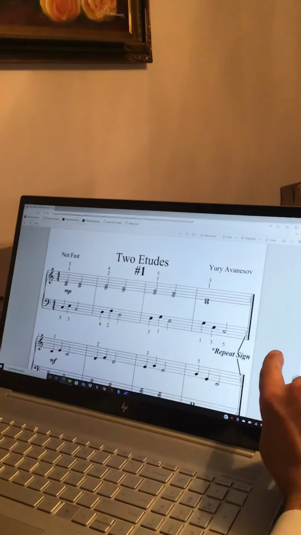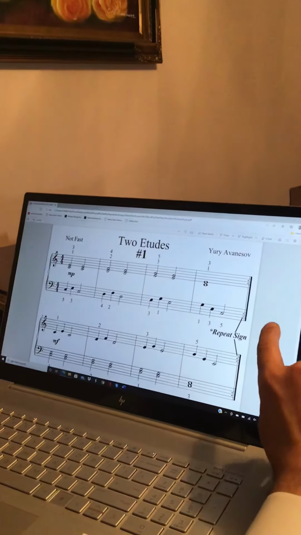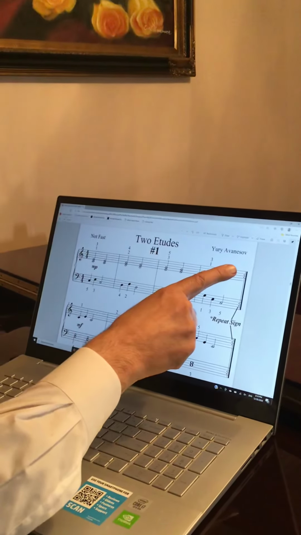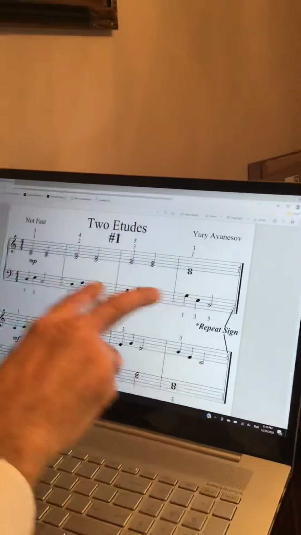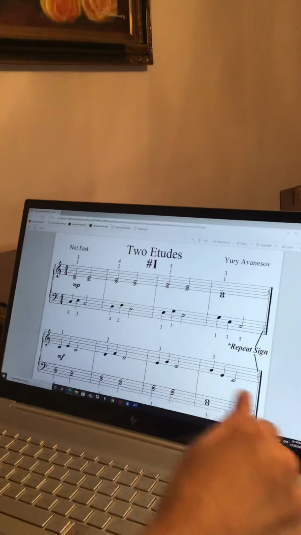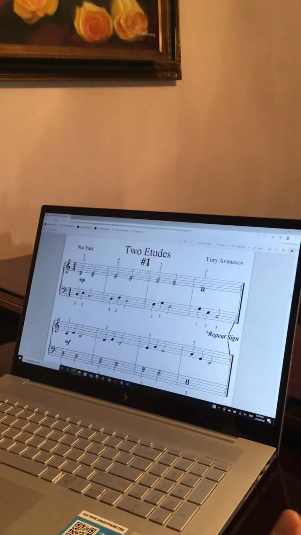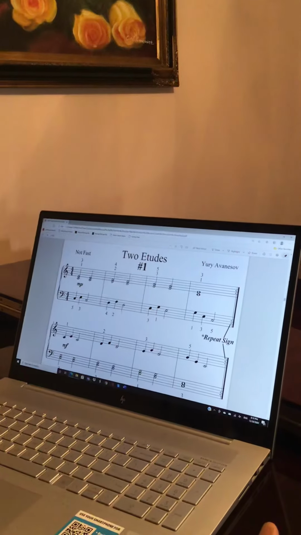Now, the next topic is the repeat sign. It's very simple to identify. Right now, you see that we have the 2 dots here and here. That means that this line we have to repeat twice, and this line as well we have to repeat twice. Repeat sign is a very common sign that you will have in the music, in the texture.